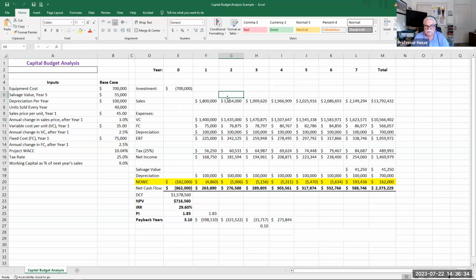Then in years 2 through 7, I take the year one amount and inflate it by 3%. That's the inflation rate right here, 3%. So I just multiply year one times 1.03. So it's now being inflated by 3% increase in selling price. Thus, every year it inflates by 3%. So at the end of 7 years, you have $13.8 million of revenue you estimate generating off this $700,000 investment.